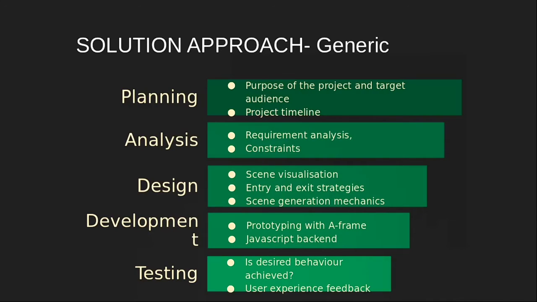The generic solution approach consists of 5 phases. The first phase is the planning. Under planning, we will decide the purpose of the project and the target audience, and also the project timeline. The requirement analysis and the constraints are decided under the analysis phase. The design phase consists of the scene visualization, entry and exit strategies, and the scene generation mechanics.